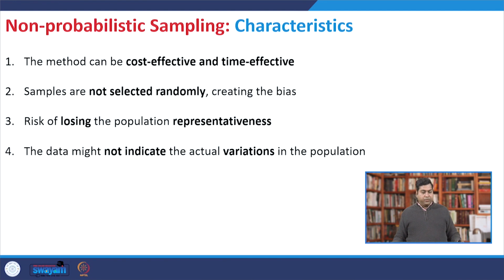Now if you understand this part, the characteristics of non-probabilistic sampling: the method is definitely cost effective and time effective, especially convenience sampling. You don't need to search for people to take part in the survey, because you know them, or they are willing to take part, so you can easily go for convenience sampling. In this case, samples are not selected randomly, which is going to give you some threat of bias.